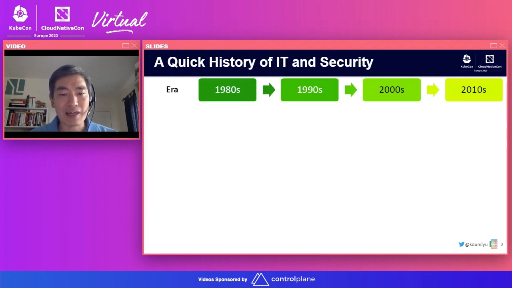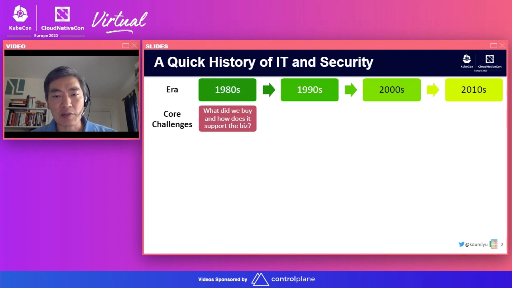So first, in the 1980s, information technology became cheap and affordable to the masses. And so enterprises started buying lots of it and started incorporating IT into every part of their business. The first challenge that we encountered was that of asset visibility and management. We started asking the question, what did we just buy and what business function did it support?